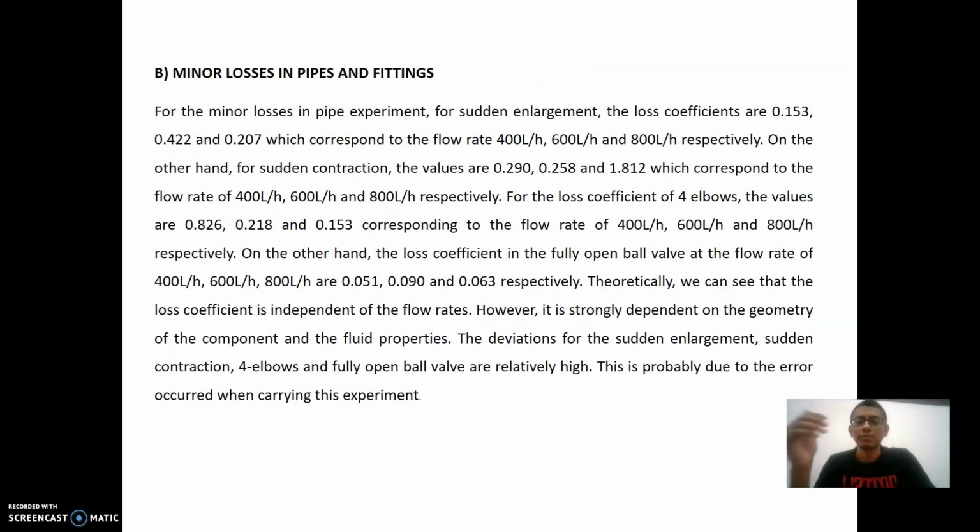For minor losses in pipe fittings, here are the values obtained. Theoretically, we can see that the loss coefficient does not depend on the flow rate, but depends on the geometry of the component and fluid properties. The deviations are due to potential errors, such as the fully open valve, which are highly expected to occur in the experiment.